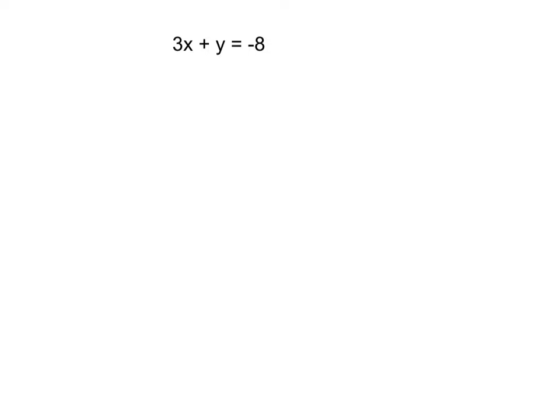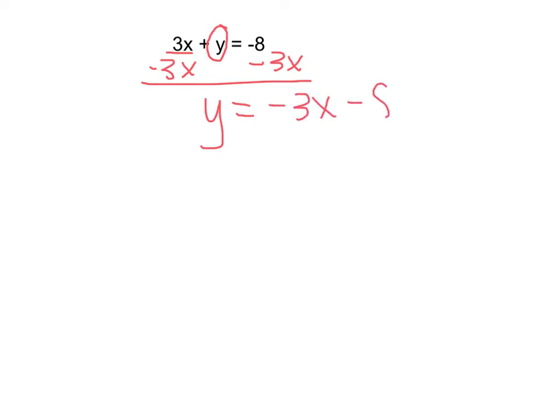So in this case, I have my y on the left side and it's attached to my 3x. I want to get the y alone, so I'm going to use the inverse operation and subtract 3x from both sides. I end up with y equals, I put my slope and my x first, negative 3x minus 8.